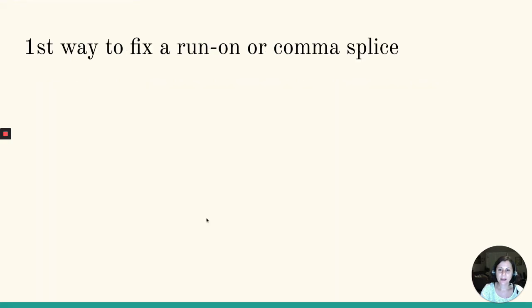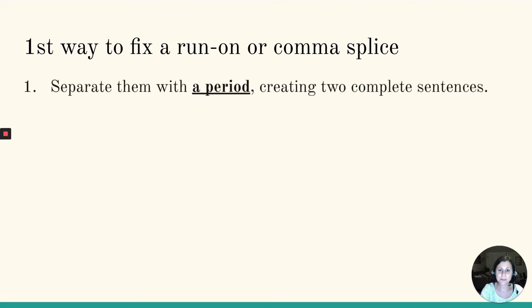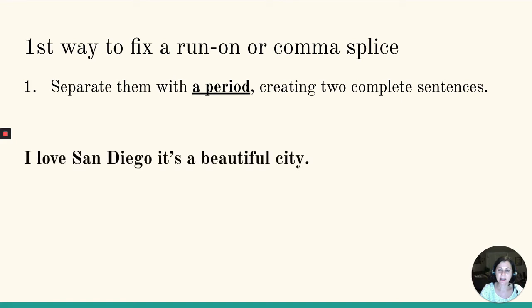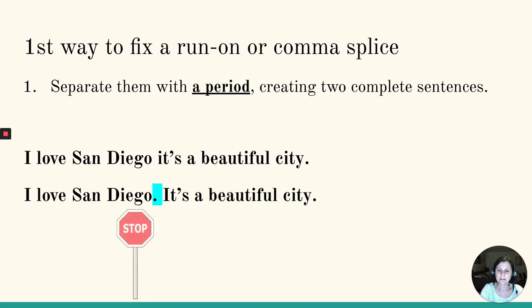Let's talk now about the 5 ways to fix these errors. The first way is the easiest. You just add a period and you have 2 complete sentences. I love San Diego, it's a beautiful city. This is a run-on. So to fix it, at the end of the first sentence, you put that period to signal stop.